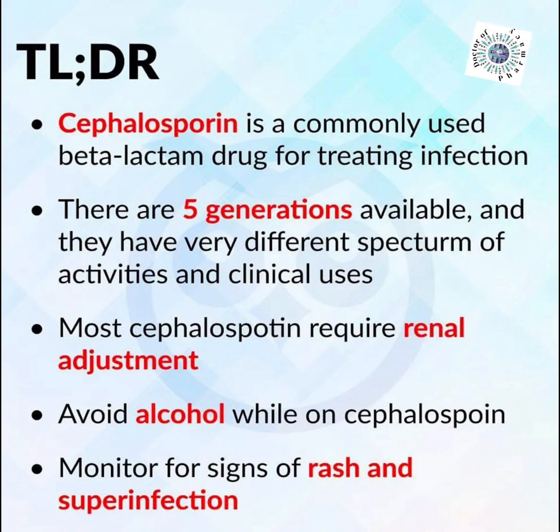Too long, didn't read? Cephalosporin is a commonly used beta-lactam drug for treating infection. There are 5 generations available, and they have very different spectrums of activities and clinical uses. Most cephalosporins require renal adjustment. Avoid alcohol while on cephalosporin. Monitor for signs of rash and superinfection.